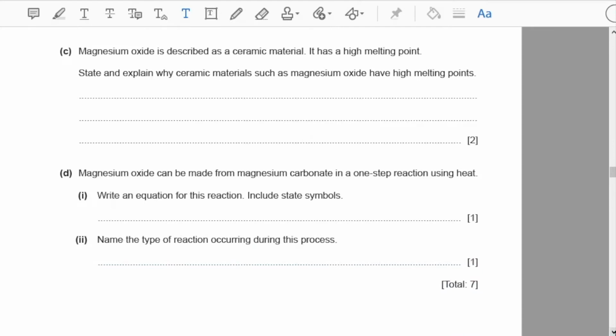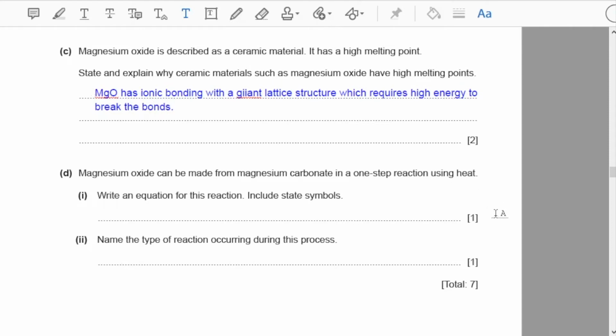Part C, magnesium oxide is described as a ceramic material. It has a high melting point. State and explain why ceramic materials such as magnesium oxide have high melting points. So magnesium oxide has ionic bonding with a giant lattice structure, which requires high energy to break the bonds.